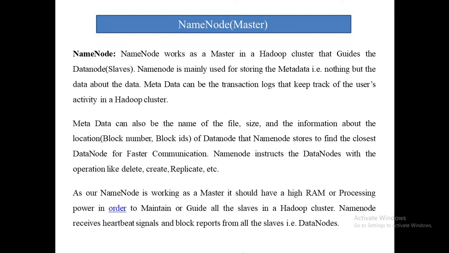Not only that, the name node is going to give instructions to the data node, where you can delete or create and use replicas, etc. It gives these types of instructions, so it has high RAM and processing power in order to maintain all guidance, meaning it is giving guidance to all slaves in the Hadoop cluster. I hope that you people got it. What is a name node?